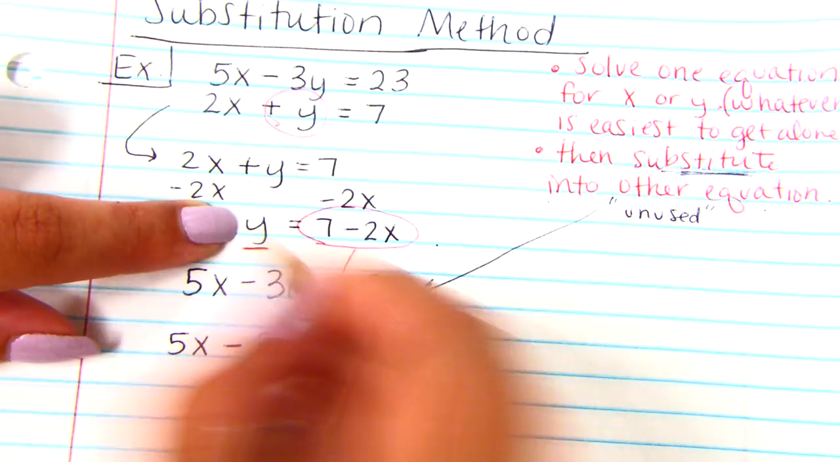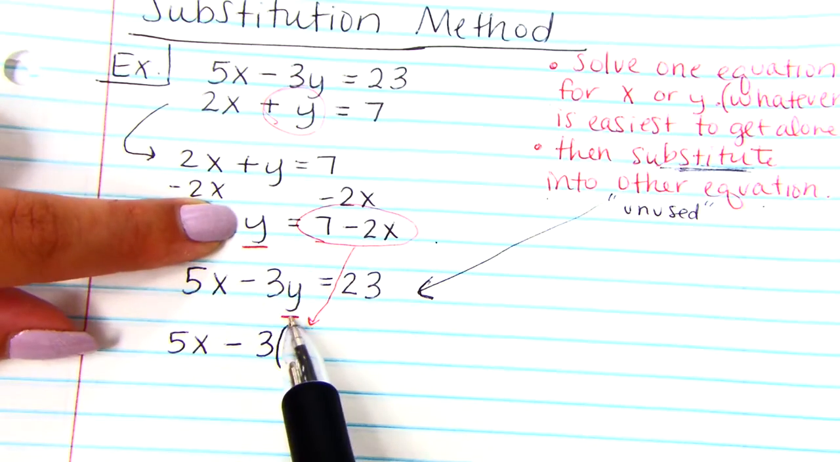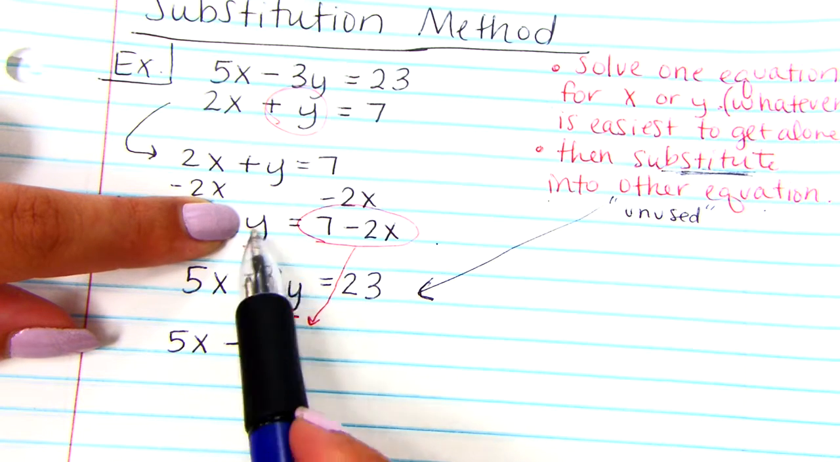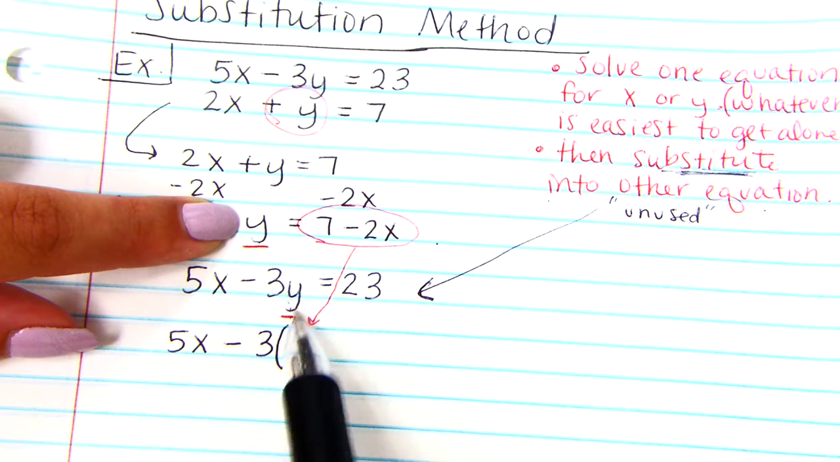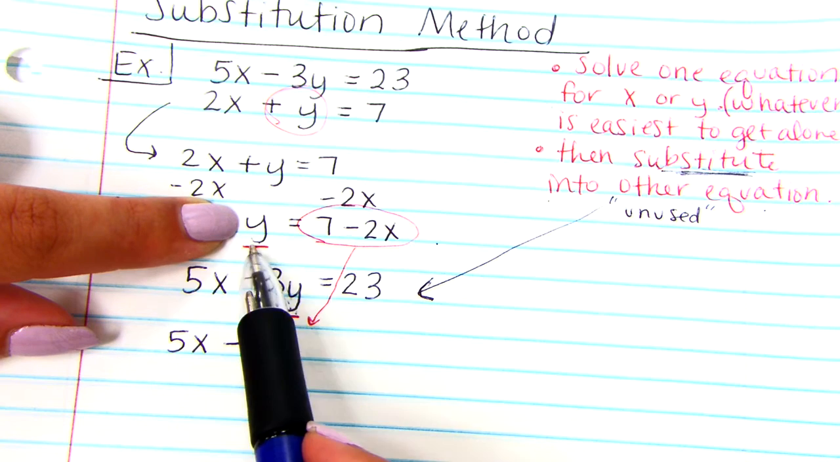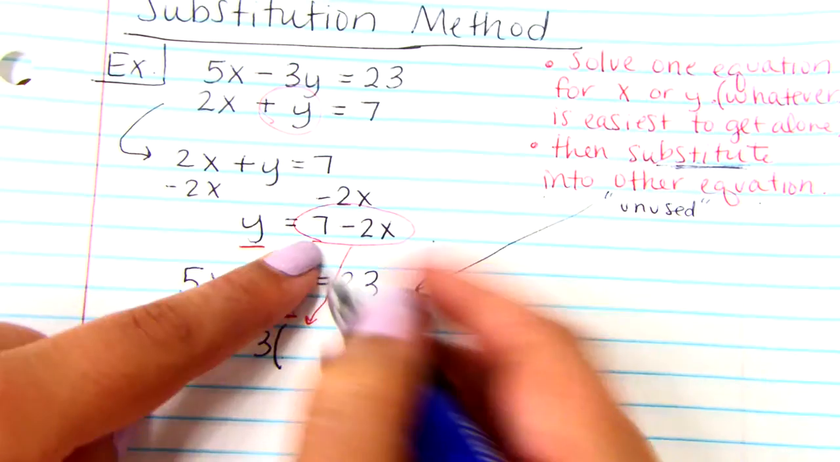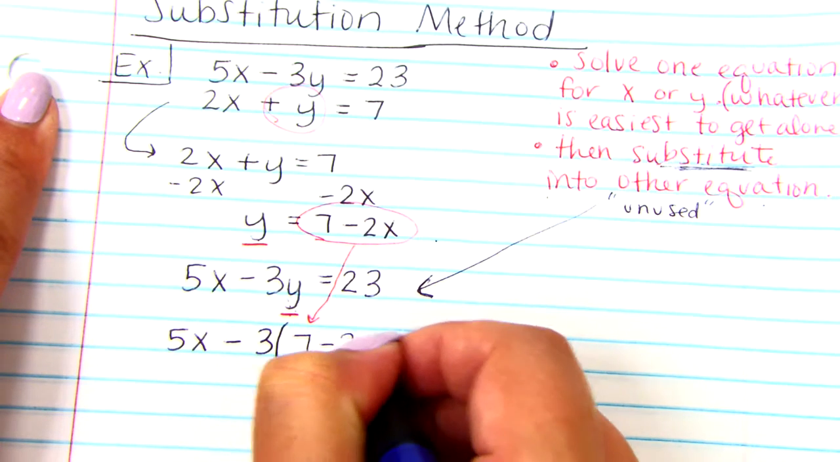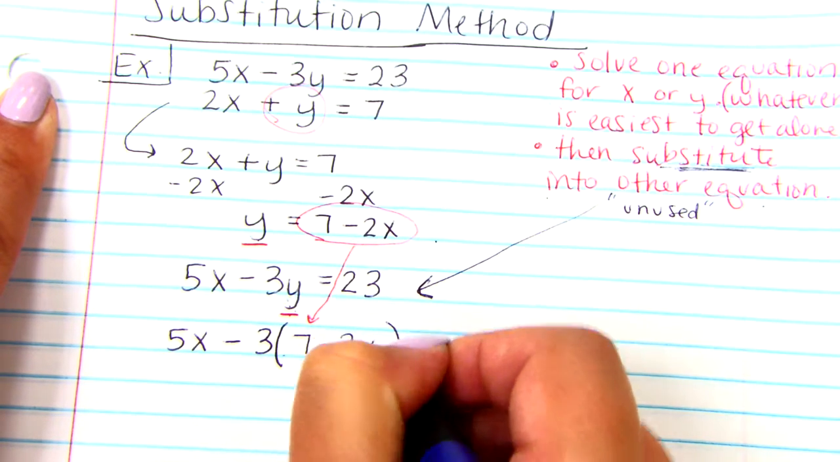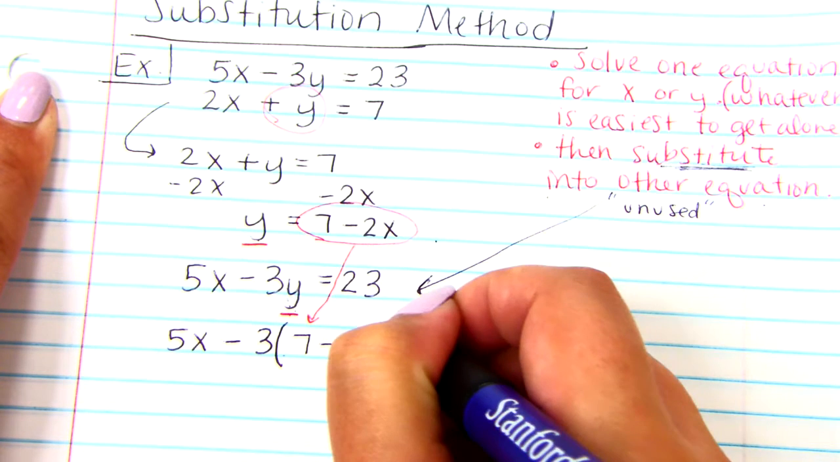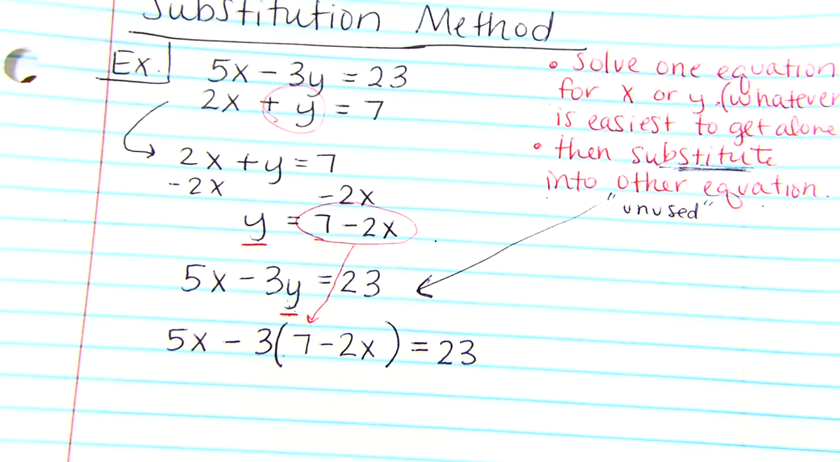I'm going to substitute in what y is equal to. That's why we call it substitution. I'm going to substitute or plug in, instead of having 3y, I'm going to have 3 times what I found y to be equal to, which is that 7 minus 2x, equals 23. Okay, and I'm going to stop here. Questions? No, I remember that. Do we distribute? Now you solve. Now you solve for x or y, depending on what variable you have.